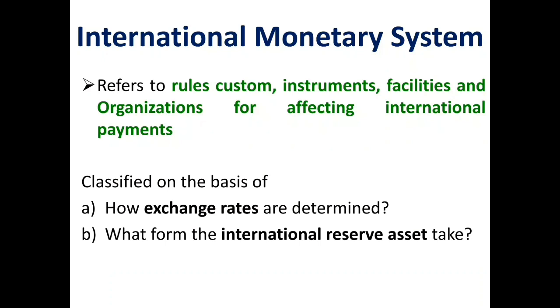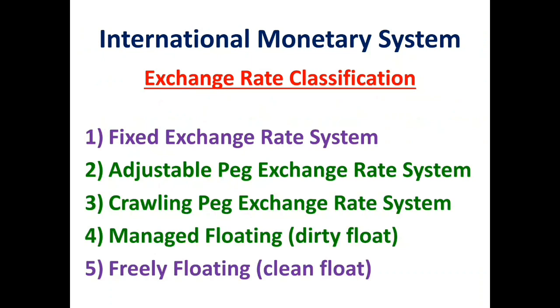On the basis of exchange rate classification, the international monetary system can be classified as those following a fixed exchange rate system, an adjustable peg system, a crawling peg system, the managed floating, or the freely floating or clean float exchange rate system. These topics were already the subject of one of our earlier presentations.